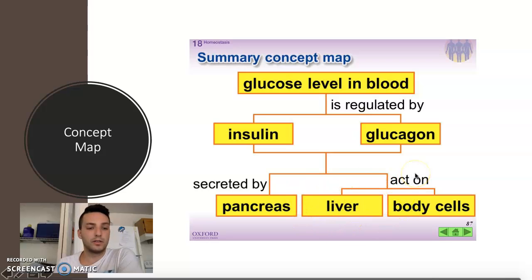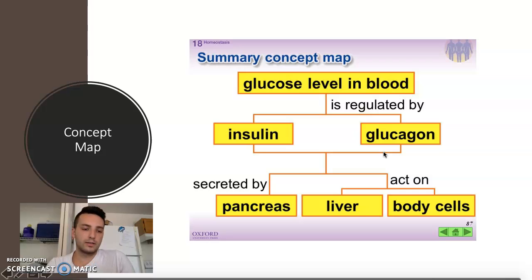We know that the liver is the storage of glucose through glycogen. Let me say that again: glucose is stored in the liver as glycogen. So the pancreas secretes insulin and glucagon, and it acts on the liver. Like I said, if there are low levels of glucose in the blood, glucagon will be secreted, which will assist with the breakdown of glycogen to release the glucose into the blood.